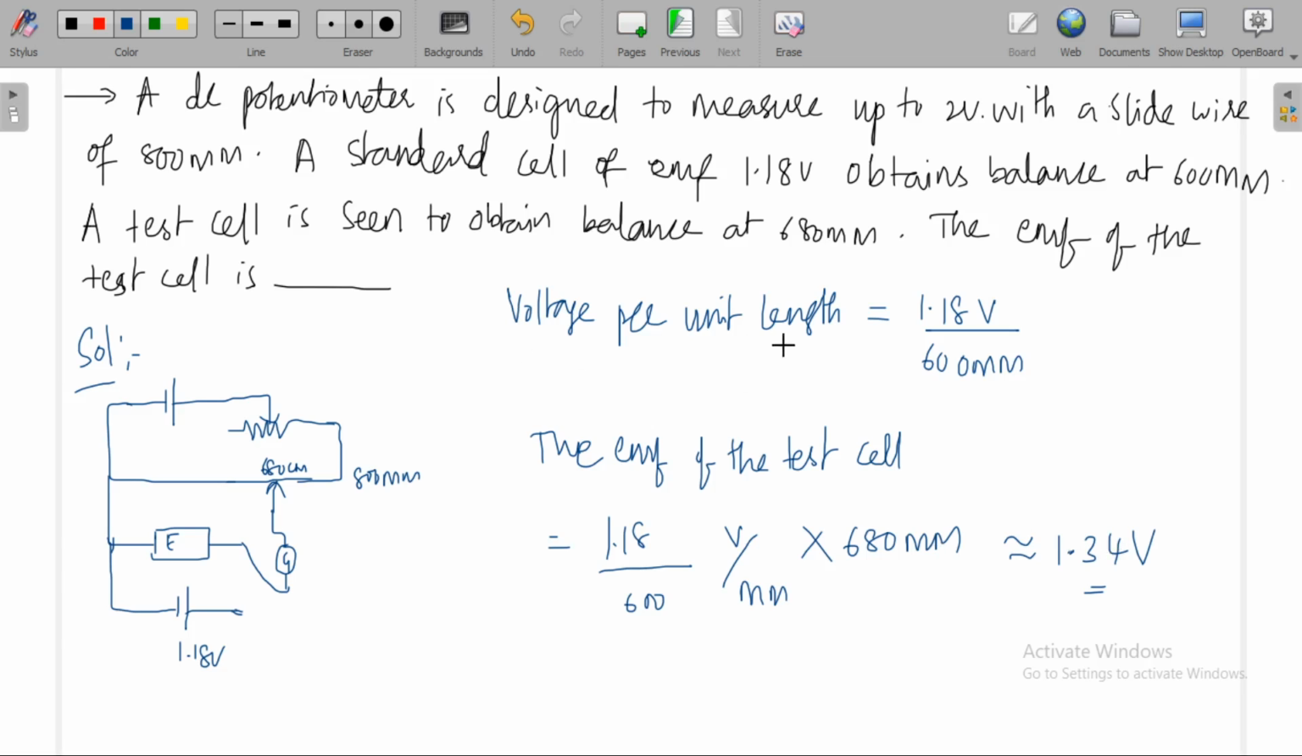First you find the voltage per unit length, then the unknown EMF will be equal to volts per mm, voltage per unit length, into length of slide wire. Then you're going to get the EMF of the test cell.